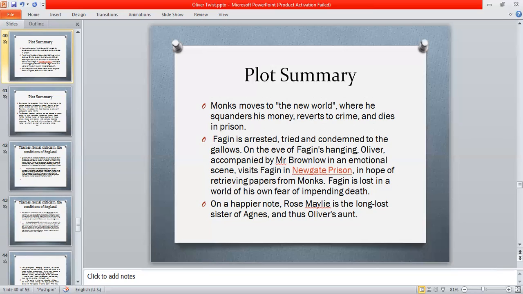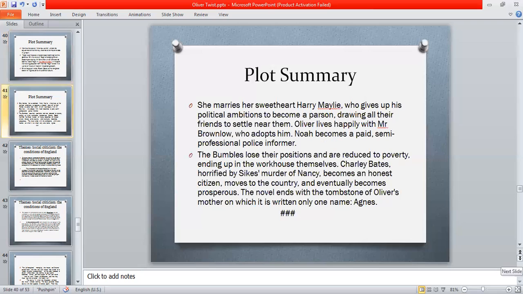On a happier note, Rose Maylie is the long-lost sister of Agnes, and thus she turns out to be Oliver's aunt. She marries her sweetheart, Harry Maylie, who gives up his political ambition to become a parson, a member of the churchmen, drawing all their friends to settle near them. Oliver lives happily with Mr. Brownlow, who adopts him. So Brownlow becomes a foster father, a surrogate father, for Oliver.